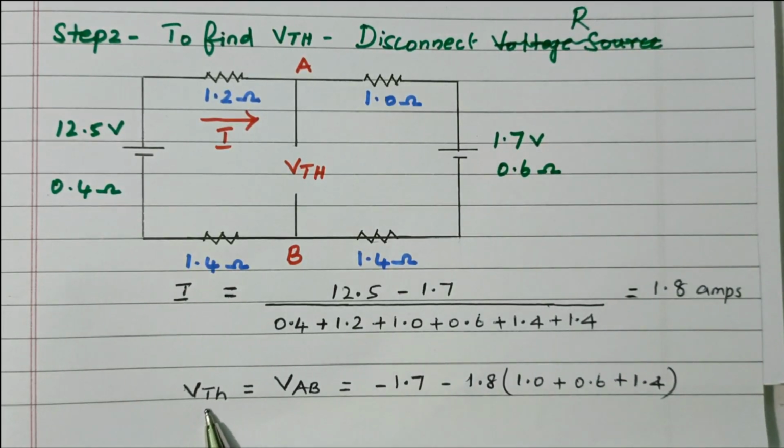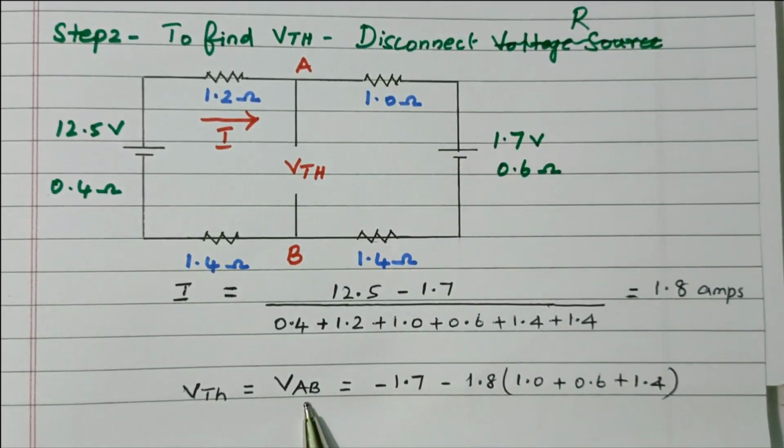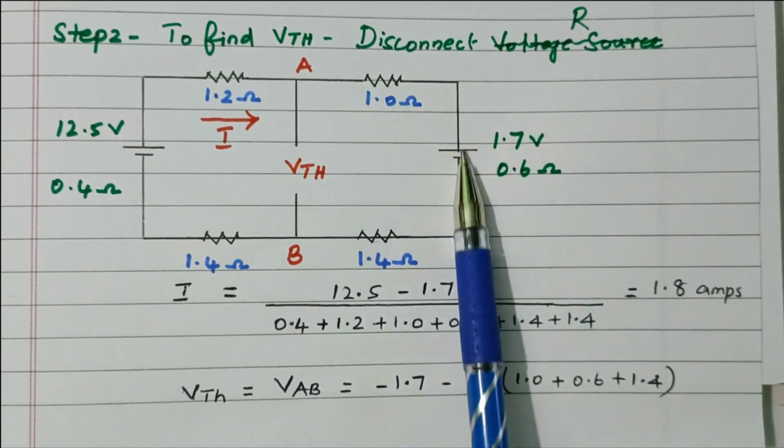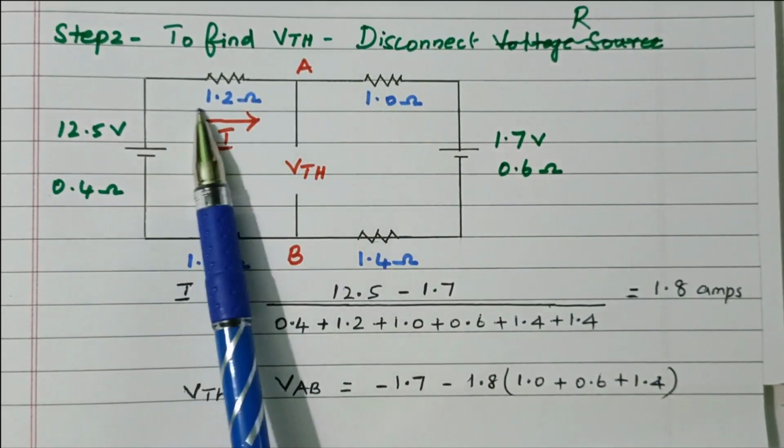Now we will find the Thevenin voltage. VTH equals VAB. We calculated from that side, and this side also we can calculate.